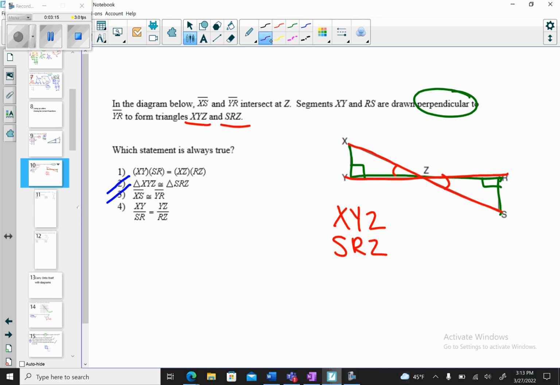So let's check answer 4. XY corresponds to SR, that's true, is equal to YZ corresponds to RZ. That is true. The sides are in proportion. Number 1 can't be the answer because if I cross multiplied, XY times SR is not equal to XZ times RZ. Remember, when you cross multiply, it would be XY times RZ is equal to SR times YZ. Remember, in a proportion, the cross products are equal, but number 1 is not true.